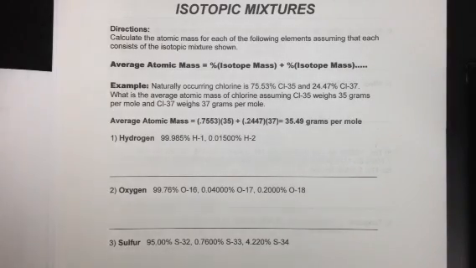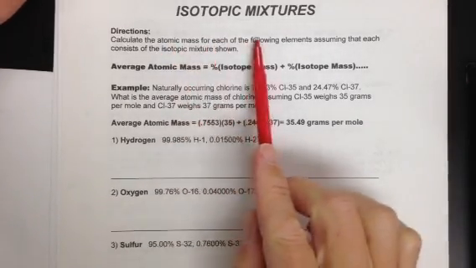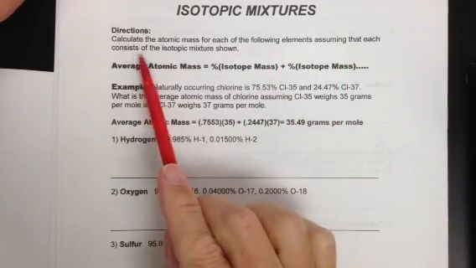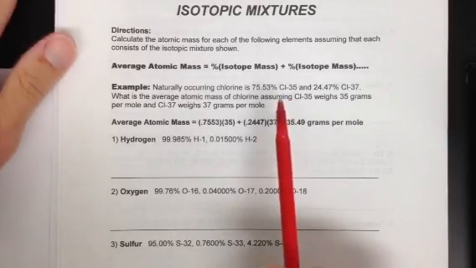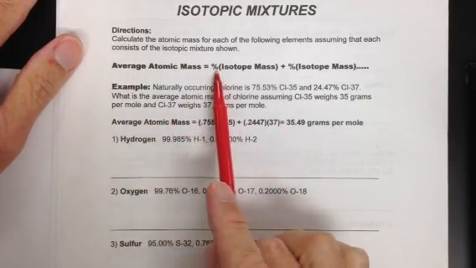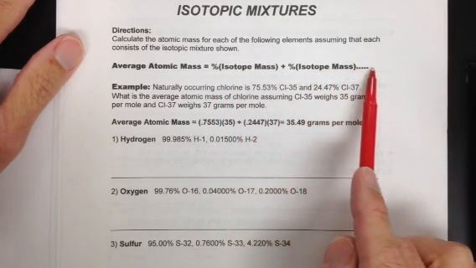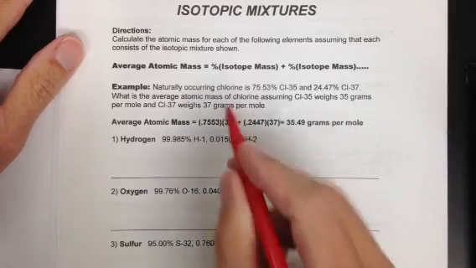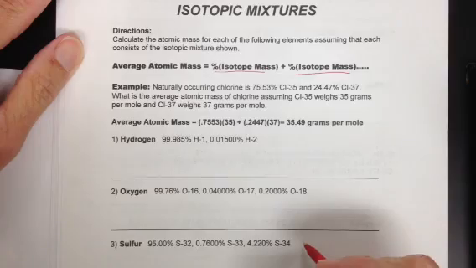This video is going to show how to calculate the average atomic mass by using isotopic mixtures. You're going to calculate the atomic mass for each of the following elements, assuming that each consists of the isotopic mixture shown. So we're telling you what the percent of the mixture is, and here's the form we're going to use. The average atomic mass equals the percent times the mass plus the percent times the mass plus percent times the mass. So notice what we're doing. We're going to break each problem down into separate little problems.